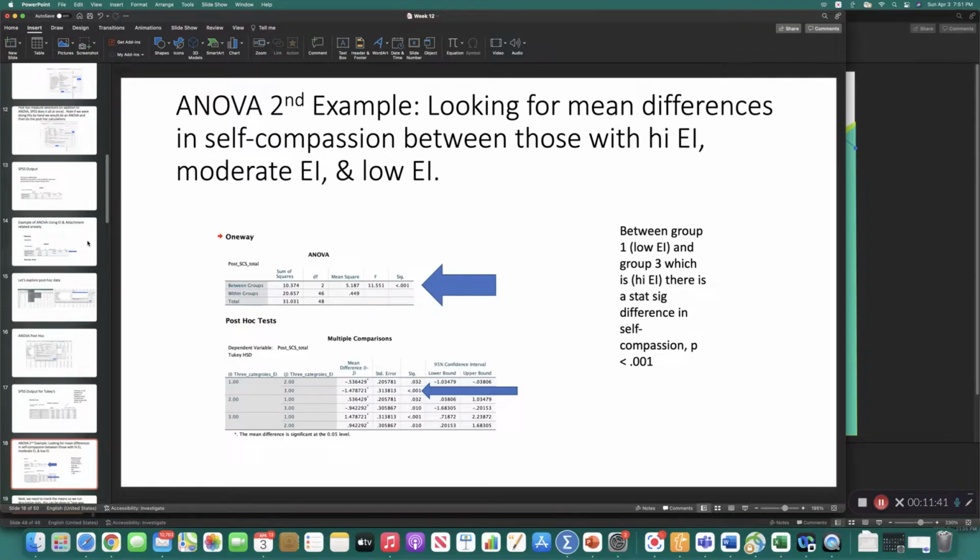And when we look at this multiple comparisons table, Tukey's HSD output, we can see in the significance column that there is a statistically significant difference between each of these groups. So that's very exciting to see.